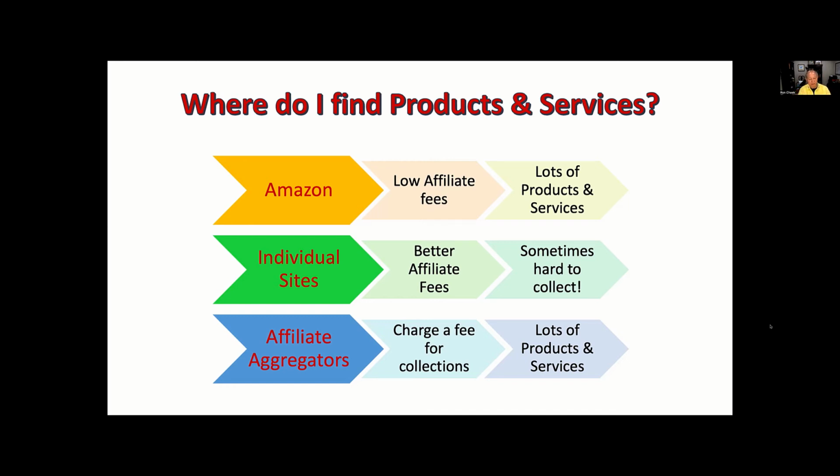As you get more sophisticated, you can go to these affiliate aggregators. Somebody like Commission Junction. You go in and sign up with them. They have thousands of products to choose from. You go in and get the codes and embed them in the links. And when people go over and buy it, Commission Junction will collect all the money for you and send you one check. The only downside is they're going to charge you a small fee for it.